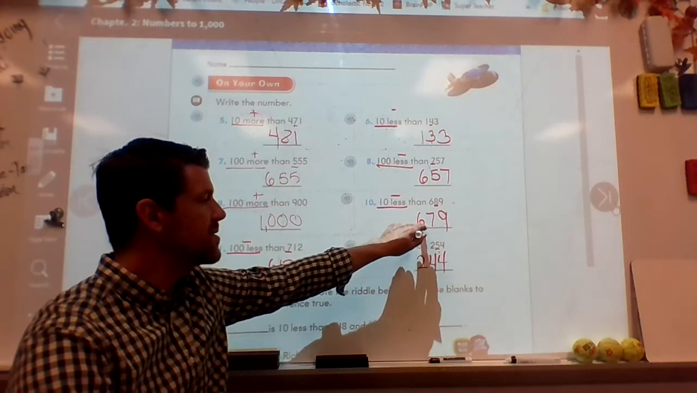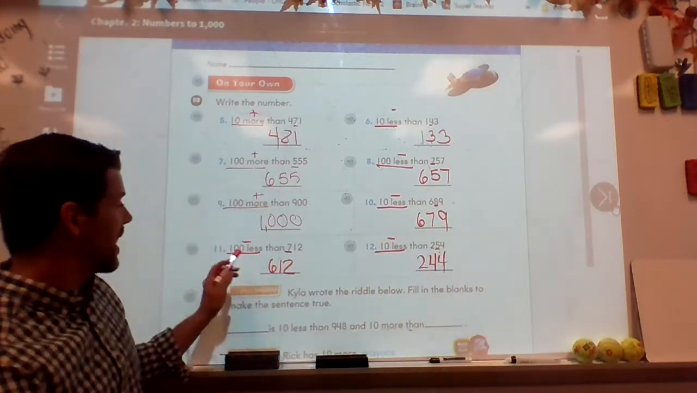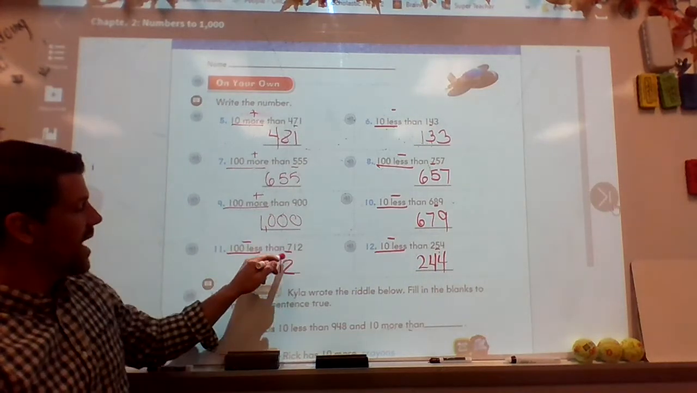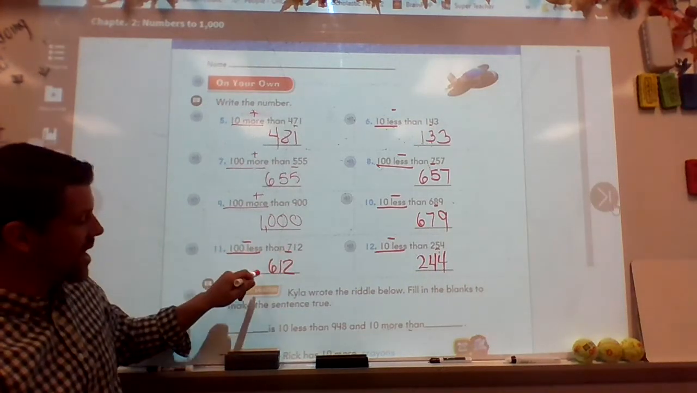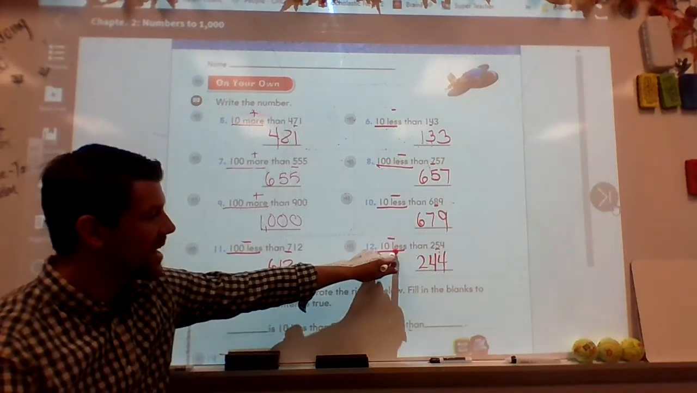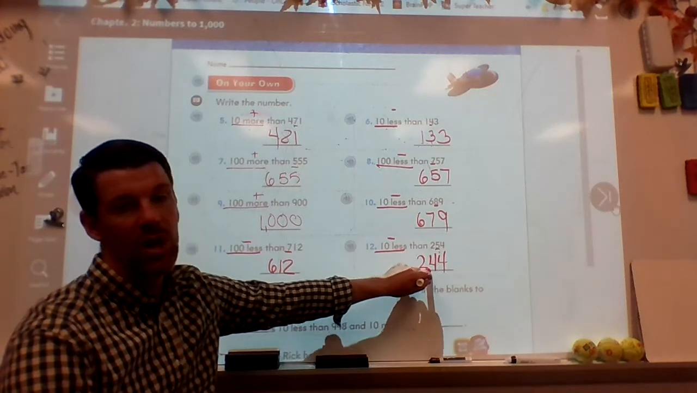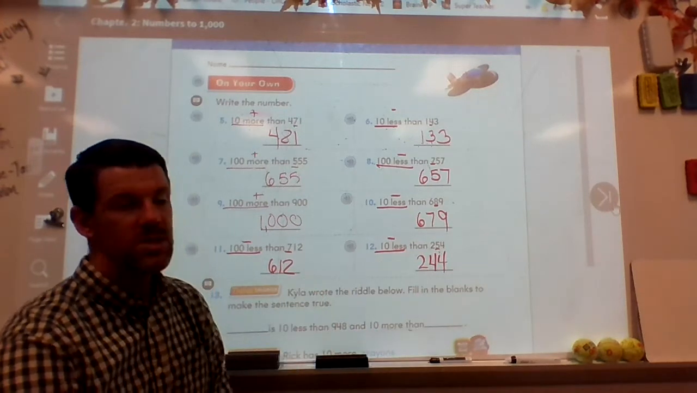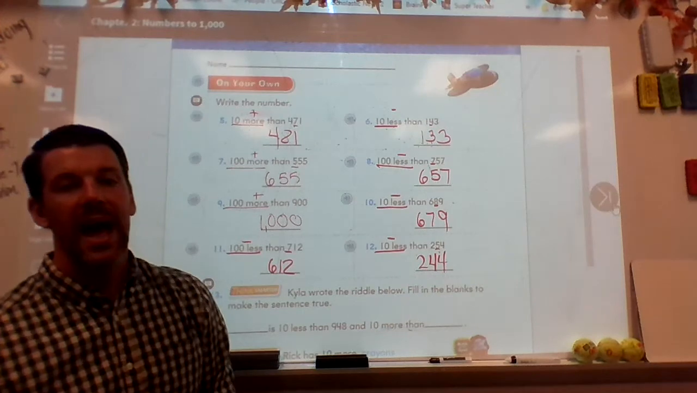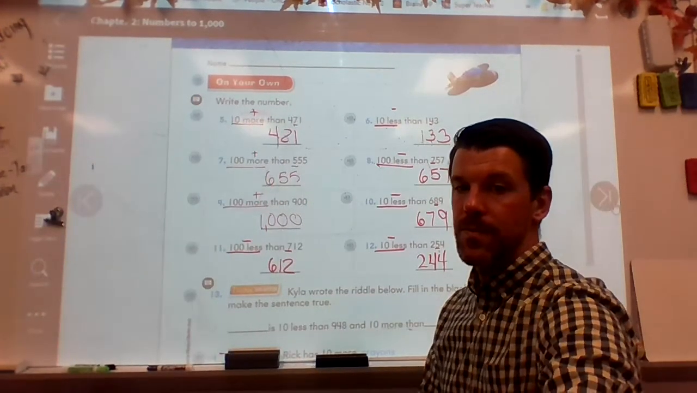If I look at the next problem, 10 less, I underline my 10, put in my subtraction symbol, and I have 679. The next one, 100 less, I underline the hundreds, put my subtraction sign, it is 612. And 10 less than 254 is 244.